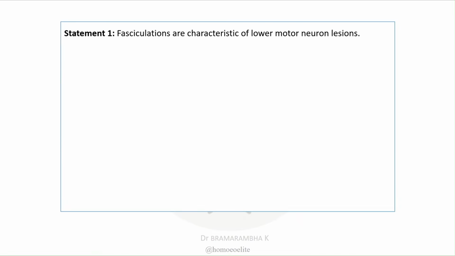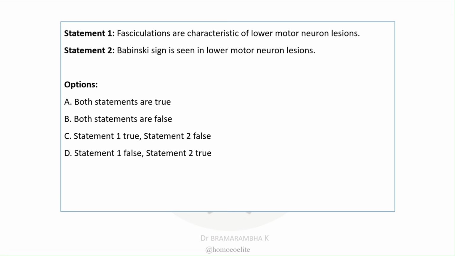Firstly, we have an MCQ to solve. Statement 1, fasciculations are characteristics of lower motor neuron lesions. Statement 2, Babinski sign is seen in lower motor neuron lesions. Options are: option A, both statements are true. Option B, both statements are false. Option C, statement 1 is true, statement 2 is false. Option D, statement 1 is false and statement 2 is true.